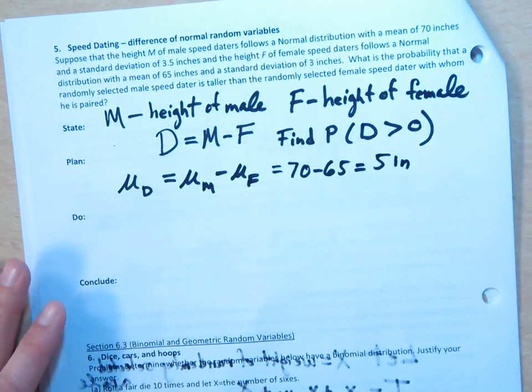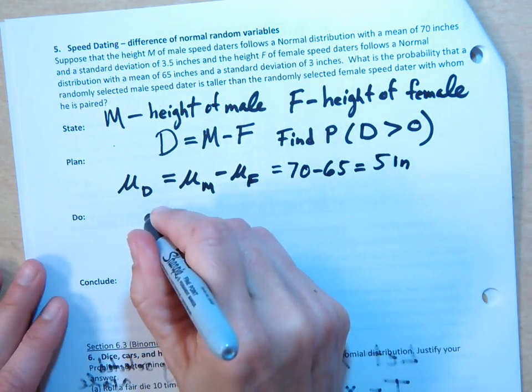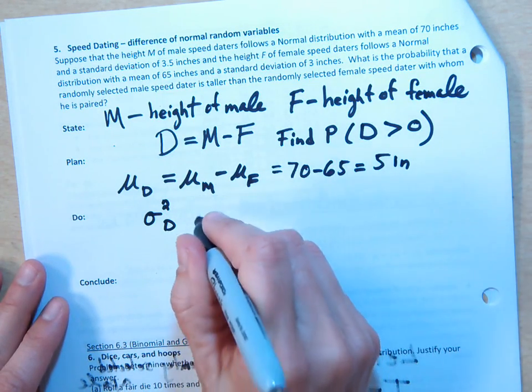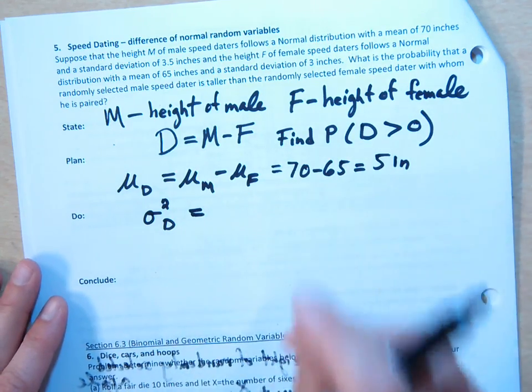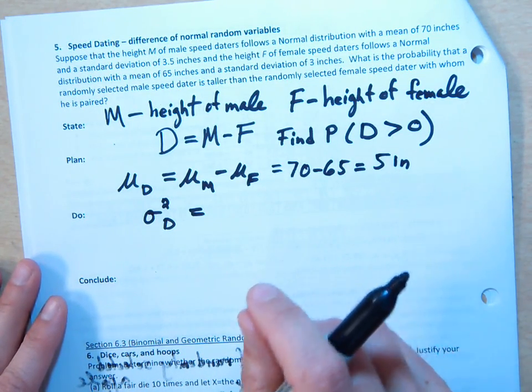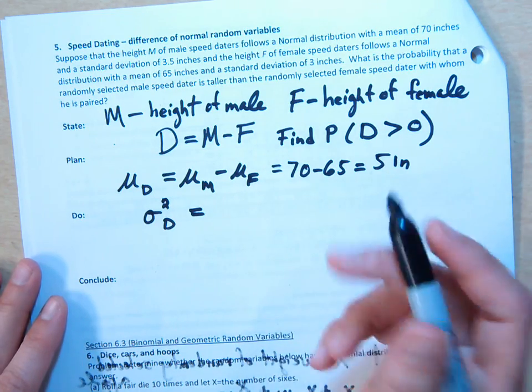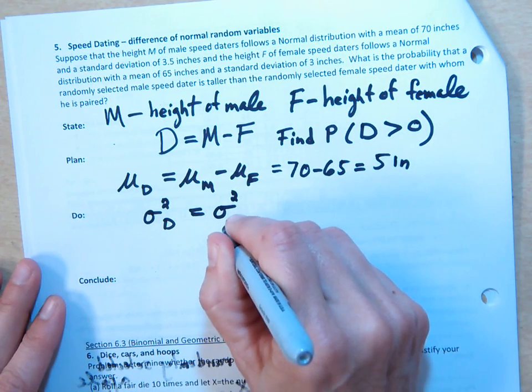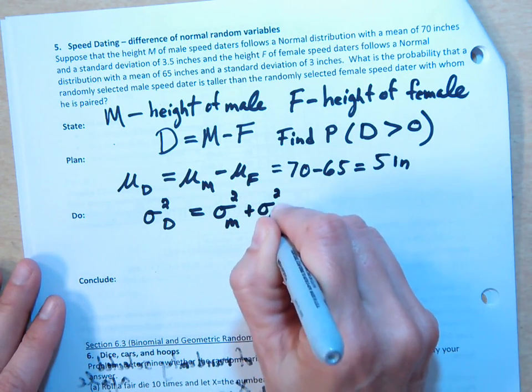Then the variance of the difference. Okay, so here's where you have to be really careful. Just because you're taking the difference, the variances still add. So it would be the variance of m plus the variance of f.